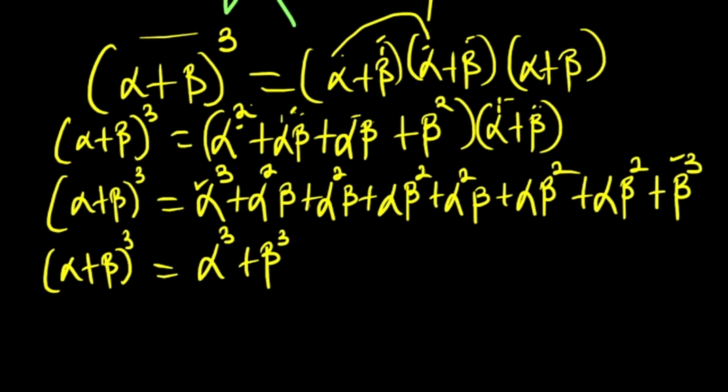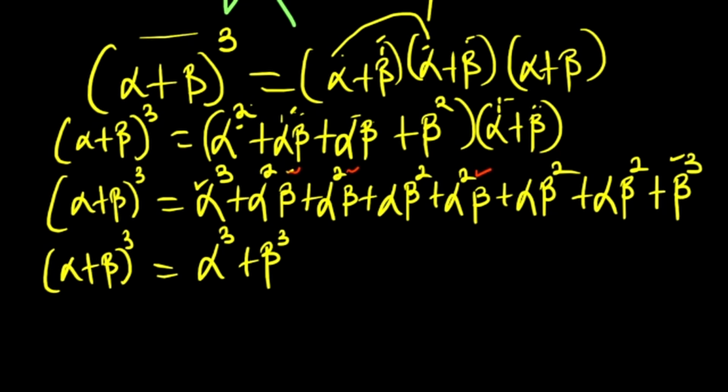So let's see if we can collect like terms from here. Right here we have alpha squared beta plus alpha squared beta, right? Okay, we have alpha squared beta 1, alpha squared beta 2, alpha squared beta 3. Okay, do we have another one here? No.